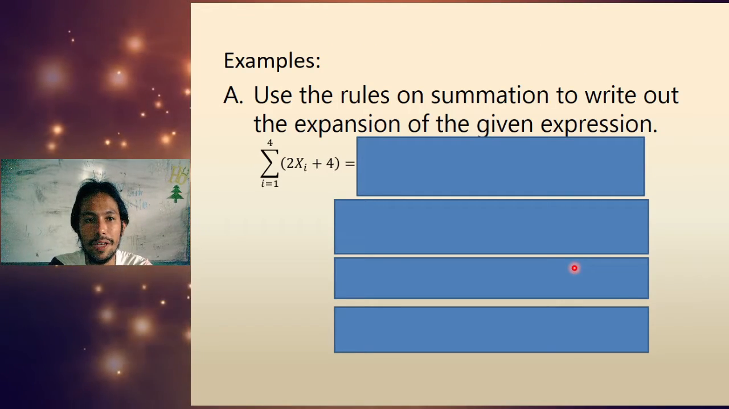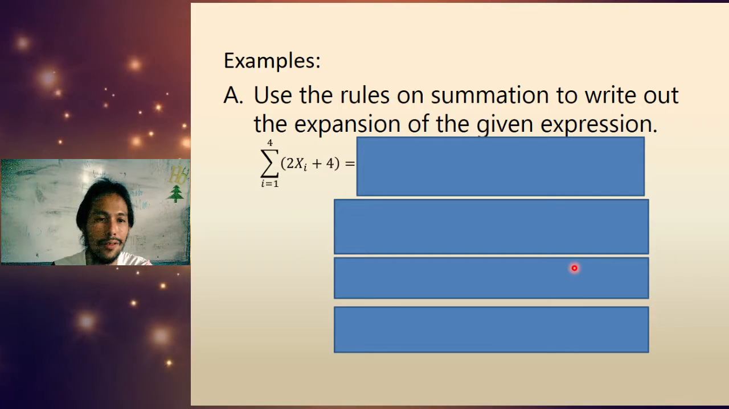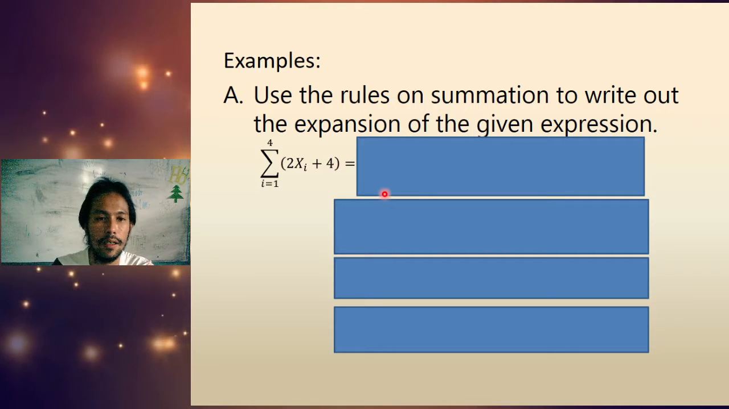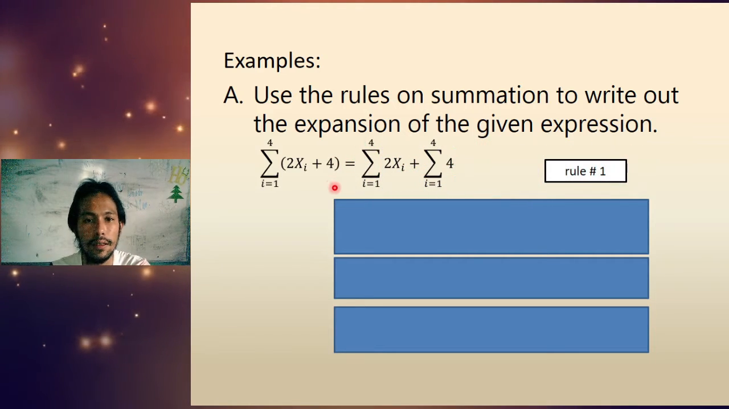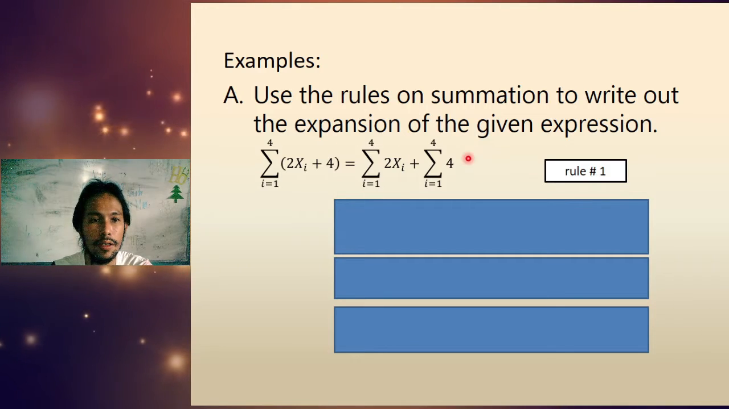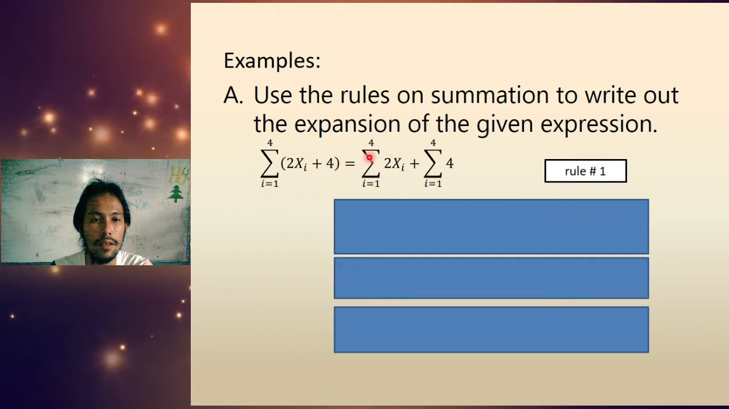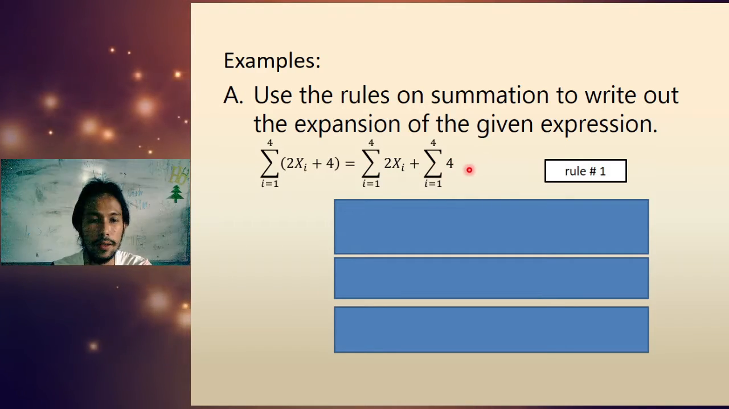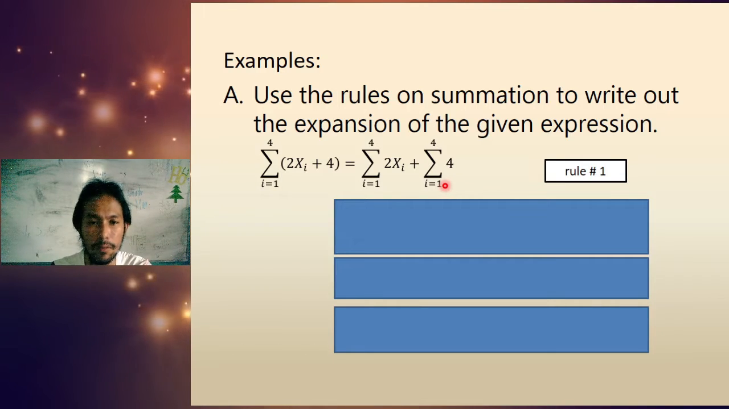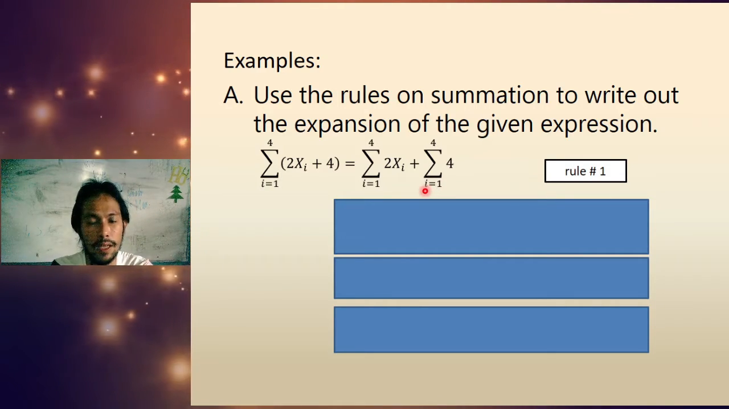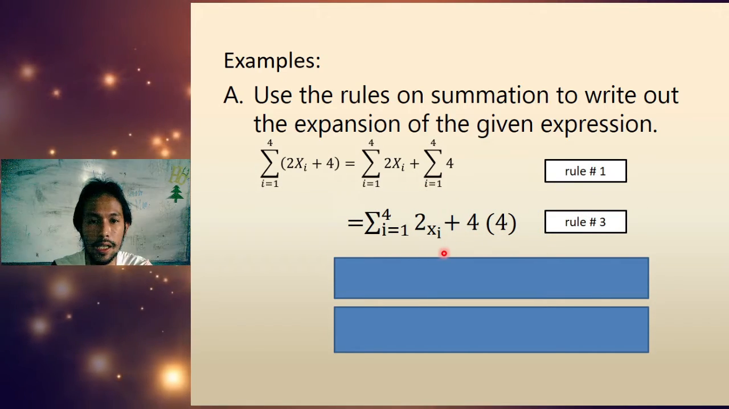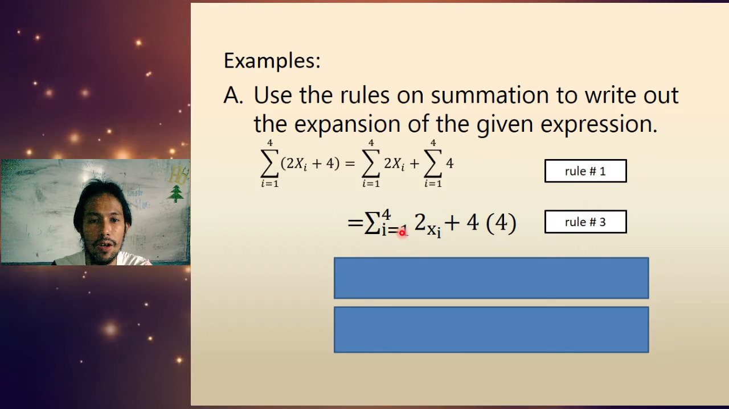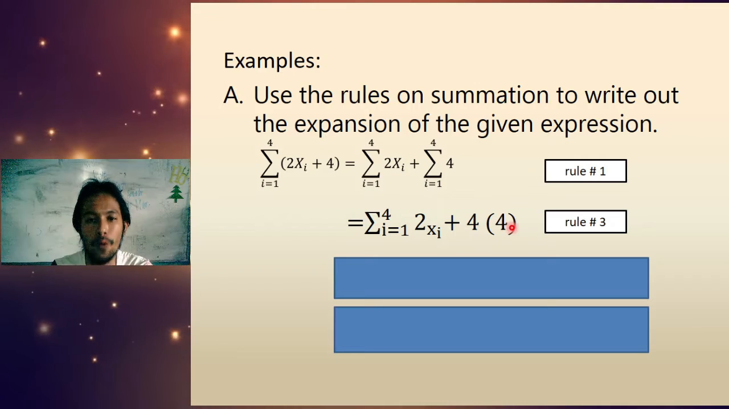So use the rules on summation to write out the expansion of the given expression. So ang atong expression kay 2x sub i plus 4. So since naa siya addition, so rule number 1, ato siyang i-distribute. So summation of 2x sub i plus summation of 4. Then next, kay rule number 3. Since constant man siya ang ikaduha, so mahimo ra siyang summation of 2x sub i plus 4 times 4.